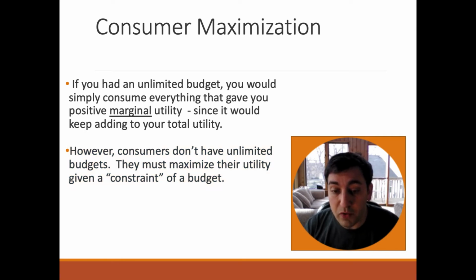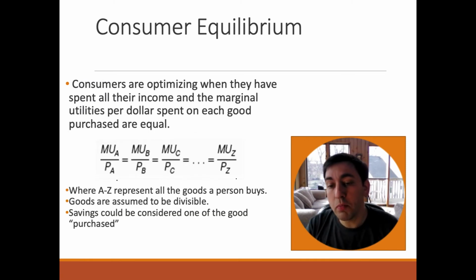So now we're going to say we're not going to be able to consume everything that gives us positive marginal utility. We're going to have to limit it. Now we have to decide how to optimize, and we're going to optimize over the consumption of goods, which are things that provide positive marginal utility. So consumers are going to try and optimize and decide where they're going to spend their money.